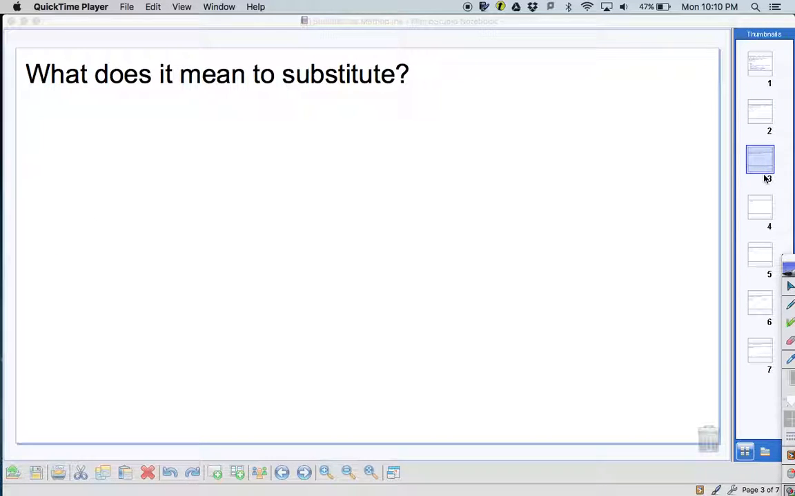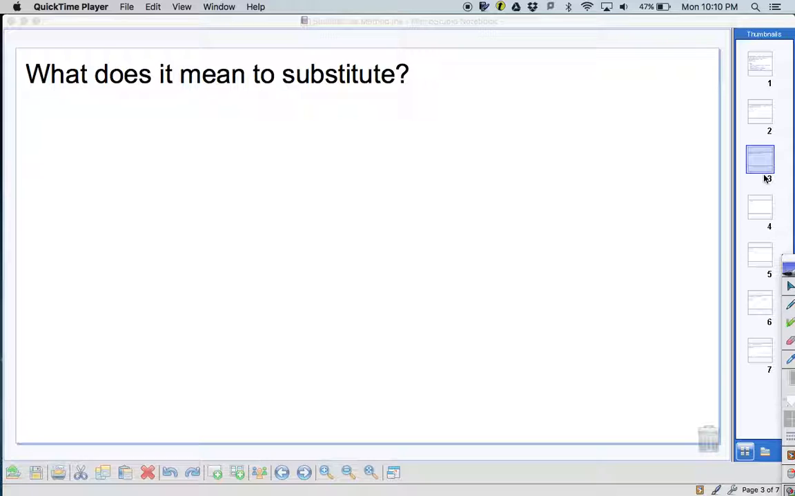So first off, what does it mean to substitute? Well, if you had done the warm-up problem, you took the numbers 3, 4, and 5, and you replaced x, y, and z with those numbers. That is what substitution means, to replace one thing with something else. In this case, you're replacing a letter with a number. But you can replace anything with anything else. So if you know that x equals 2 times y, you could replace that x with 2 times y. Substitution simply means replacing one thing with something else.